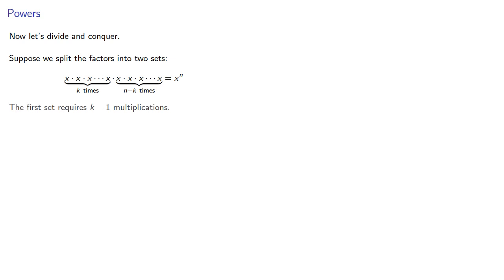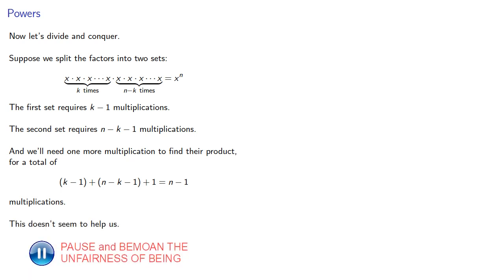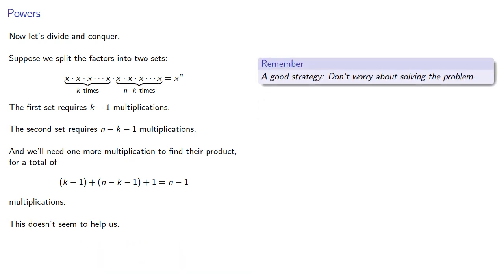Suppose we split the factors into two sets. So we have the first k factors of x, and then the remaining n minus k factors. The first set requires k minus 1 multiplications. The second set requires n minus k minus 1 multiplications. And we'll need one more multiplication to find their product, for a total of n minus 1. And this doesn't seem to help. So a useful strategy is: don't worry about solving the problem.